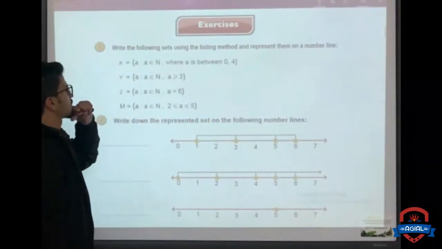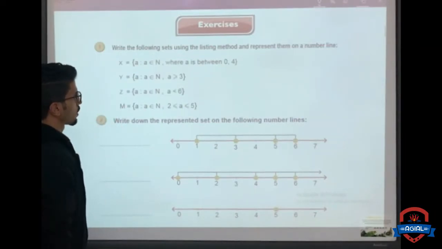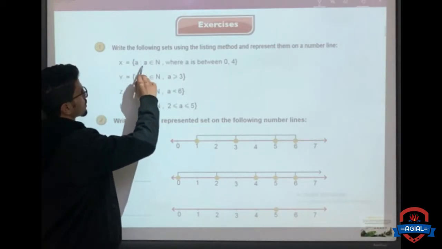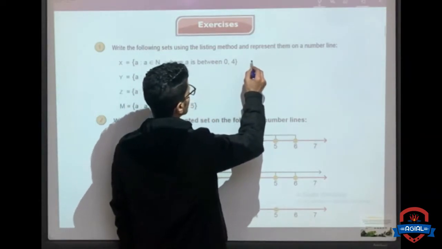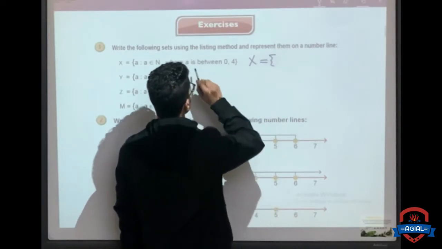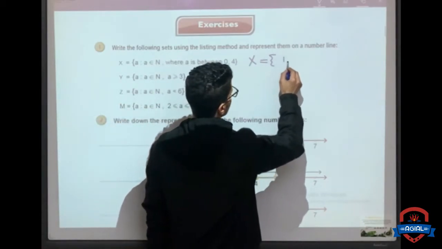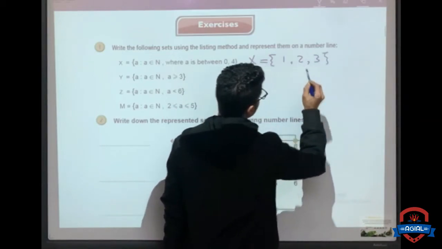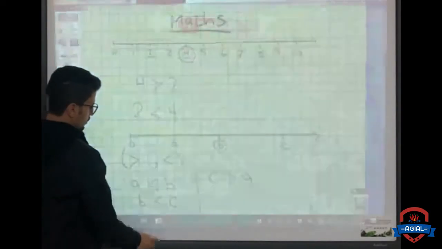Write the following sets using the listing method and represent them on a number line. The first set, X, is equal to {A such that A belongs to N, where A is between 0 and 4}. So the set X is equal to these elements. We need elements that belong to N and are between 0 and 4, so we have 1, 2, and 3. And we need to represent it on the number line.